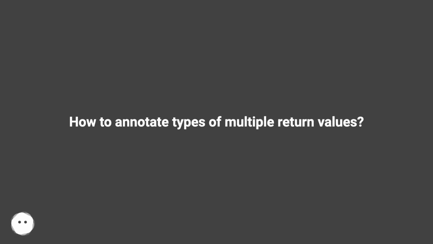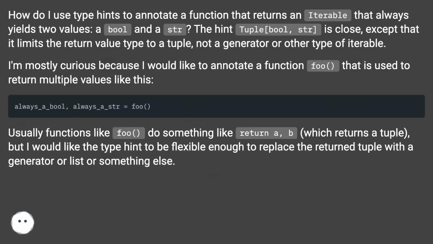How to annotate types of multiple return values. How do I use type hints to annotate a function that returns an iterable that always yields two values, a bool and a str? The hint tuple[bool, str] is close, except that it limits the return value type to a tuple, not a generator or other type of iterable.